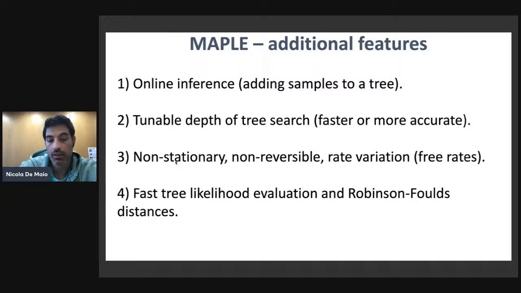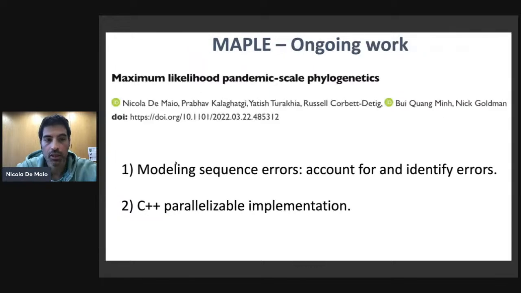And finally, the things I used for the benchmarking, for example, to evaluate the likelihood for very large trees, or to calculate the Robinson-Foulds distances for very large trees, are also included in MAPLE now, so you can use the same tools as I use if you want to compare large trees. So we have a preprint that you can check out with more details, and we are working on a few other things.